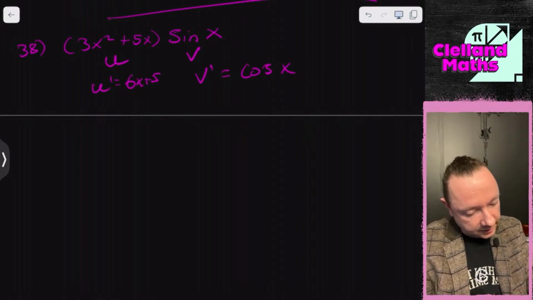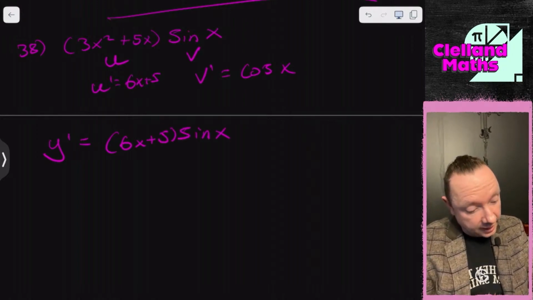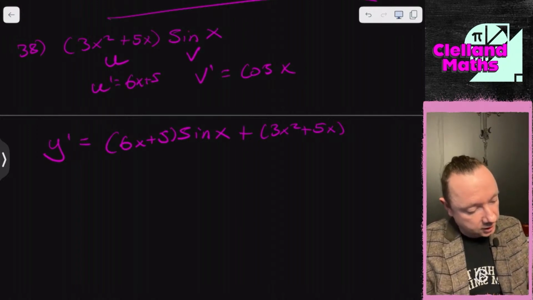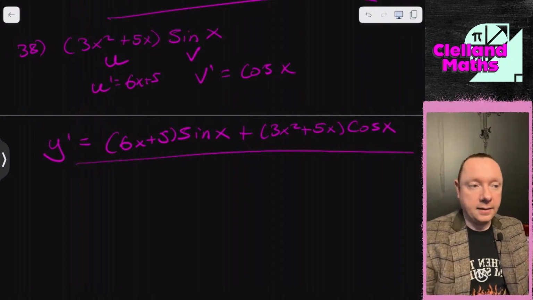vu dash, sine x times (6x plus 5), plus uv dash, which is (3x squared plus 5x) times cos x. Oh no, doesn't look right at all. Let's try that again. vu dash I've done, plus u v dash, yeah, cos x. I think I just said it wrong. And we're done there.